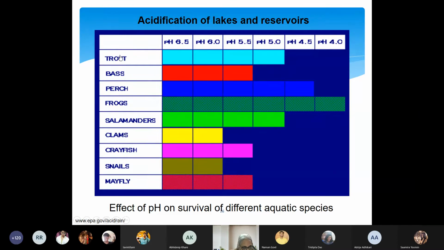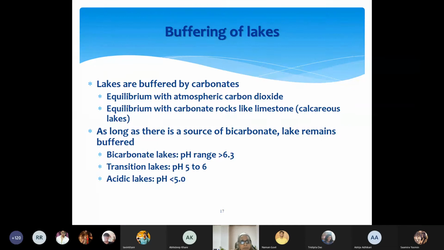Trout is considered to be a fairly sensitive species, and it can tolerate up to, let's say, 5. Bass can tolerate up to 5.5, perch more resistant, salamanders just about that. Then you have shellfish, clams, snails, crayfish, all of them have levels of tolerance that are lower than the frogs. So different species will start dominating as the acidic level in water changes. I can show you some more examples of fish in different types of lakes.